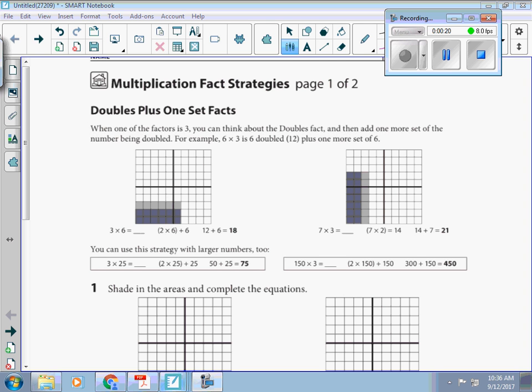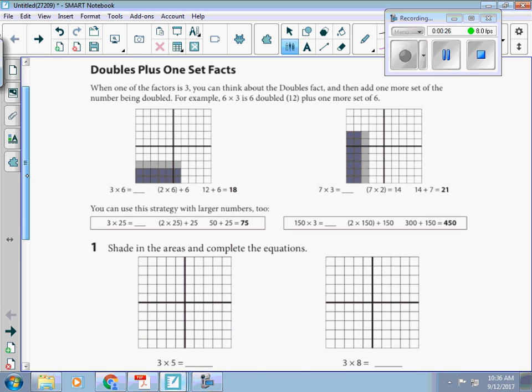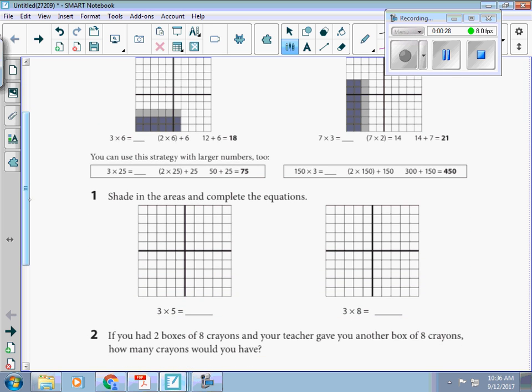If you're not sure of your threes, you can do your doubles or your twos and then add one more set. So the first image just shows you examples. Instead of doing 3 times 6, you can think 2 times 6 and then add another 6 in, so you get 12 plus 6 equals 18. Okay, and then you do it again with a 7 times 3. They think 7 times 2 equals 14. Add another 7 is 21.